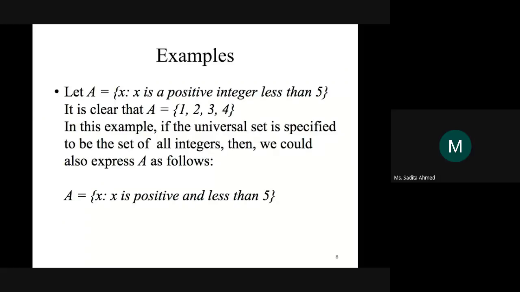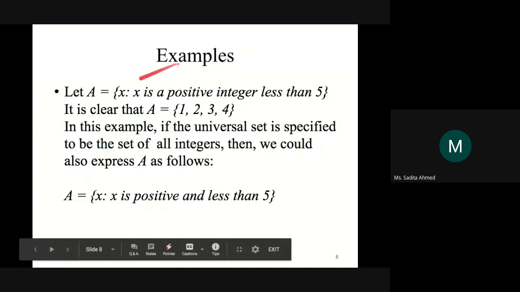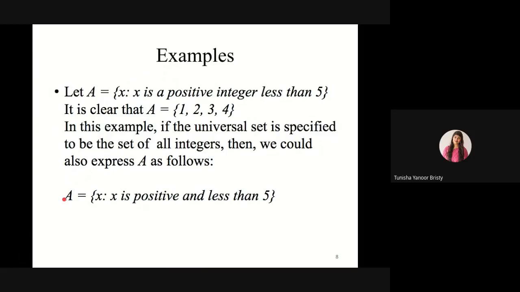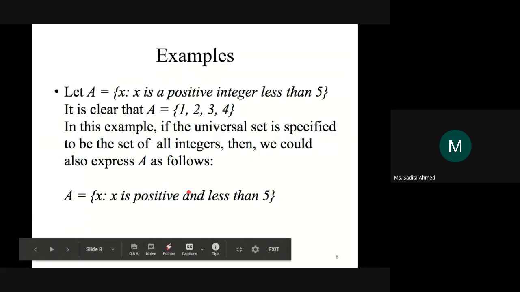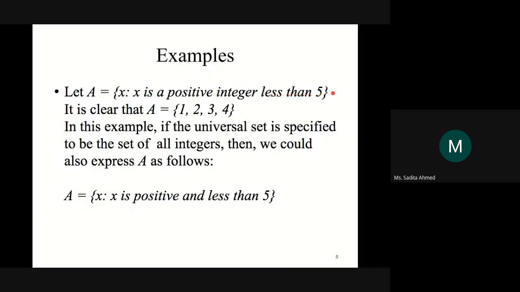Yeah, but we are defining the set A, right? And what is the set A? The set A is the set of all positive integers less than 5. So you can have a number which is positive and less than 5 and not an integer, but that will not belong to this set. In order to belong to this set, x has to be positive, x has to be an integer, and x has to be less than 5.